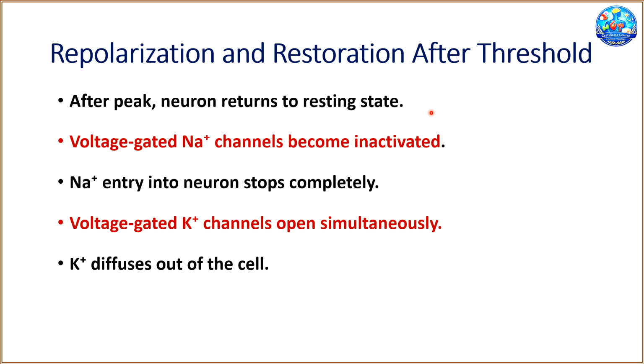After the peak of the action potential is reached, the neuron must turn back to the resting state. This involves some coordinated steps. First, the voltage gated sodium channels become inactivated, which stops the sodium ion influx. Simultaneously, voltage gated potassium channels open, and this allows the potassium ions to diffuse out of the cell. The outward movement of potassium restores the negative charge inside the neuron, and this phase we call repolarization.